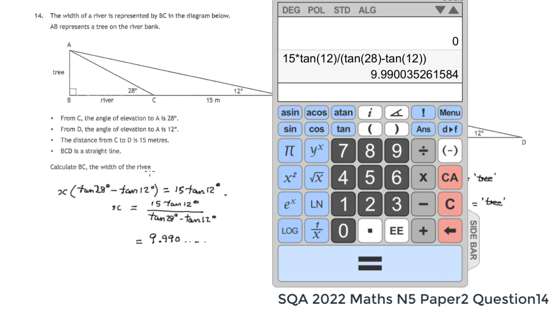Calculate BC, the width of the river. Let's approximate that. So x is equal to, and let's round it, 10.0. And that's to 3 significant figures, 1, 2, 3. And it's measured in meters. Or to 1 decimal place, it's 10 meters. That's the width of the river.